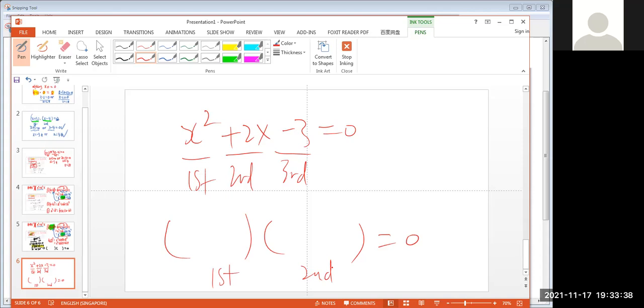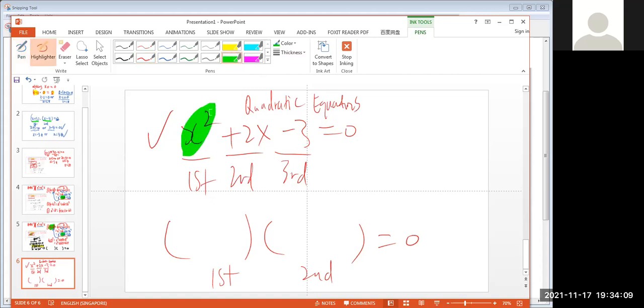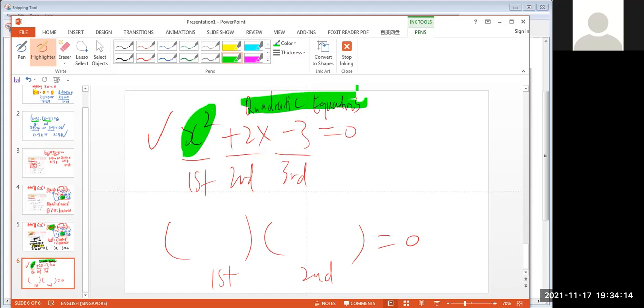Yes. In fact, this kind of question is so common in your Sec 2 or Sec 3 curriculum, or even Sec 4. You'll be tested so many times over and over again. If you want to know the name for this, this is called a quadratic equation. Why is this called a quadratic equation? Because the highest power is 2. So the highest power is 2, therefore it's called a quadratic equation.